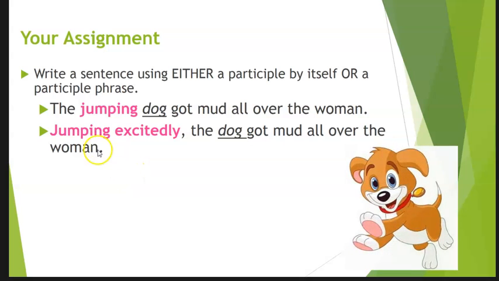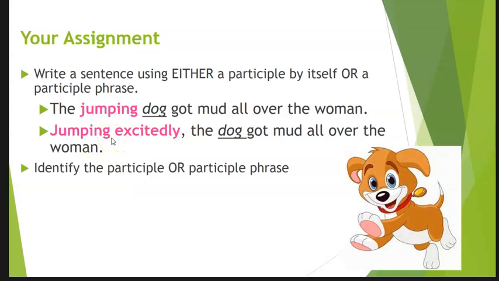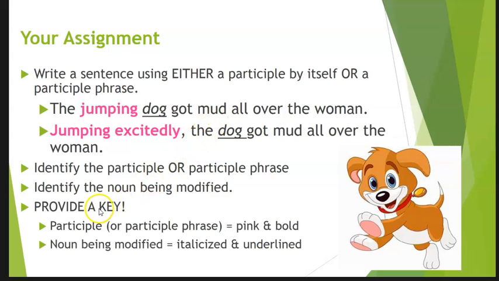Once you do that, you have to make sure that you are identifying the participle or participle phrase. You'll notice they're both in bold and they're both in pink here for me. And then you have to identify the noun being modified. In this case, I've underlined the noun and italicized it. Okay, so you need to do those things after you've written the sentence. And finally, you must provide a key. It's not enough to just identify them. Please provide a key. For example, participle or participle phrase is pink and bold. The noun being modified is italicized and underlined. Okay, so you have to provide some kind of key.